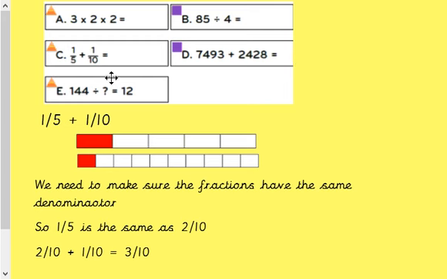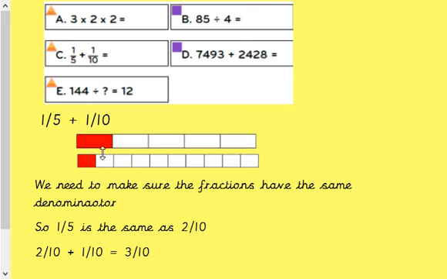Okay, next question we're going to look at is question C. The question is 1/5 plus 1/10. Now, this is different from the fractions we've been looking at so far because the denominators are not the same. What I've done is I've laid out 1/5 here as a fraction bar, and I've laid out 1/10. Now we can see that 1/5 would equal the same as 2/10.